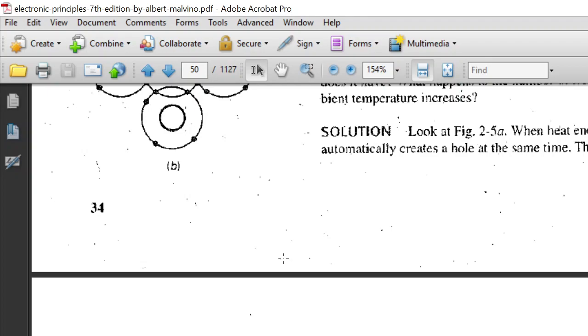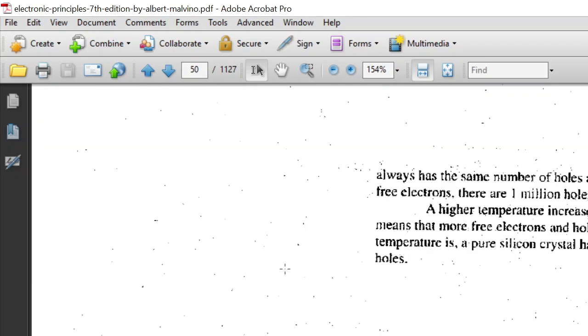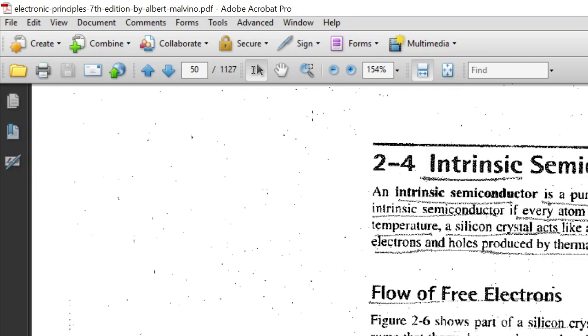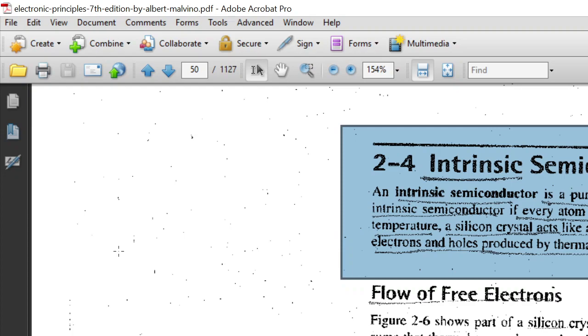So this is about the pure silicon crystal, and that is called intrinsic semiconductor. Intrinsic semiconductor is a pure semiconductor. So a silicon crystal is an intrinsic semiconductor if every atom in the crystal is a silicon atom. There is no impurity in this semiconductor. It is totally a silicon crystal. No other atoms than silicon is there.